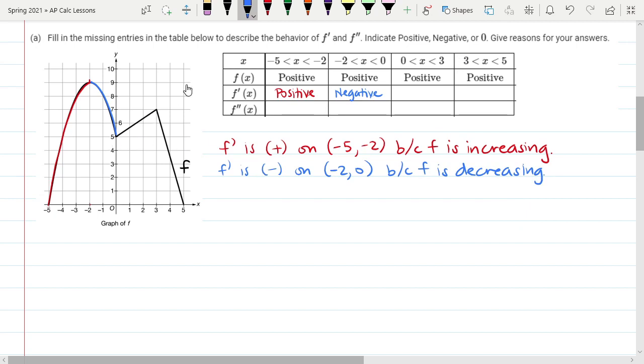From 0 to 3, once again, now we can see that from 0 to 3, f is once again increasing, so that means that f prime must be positive. So now we can say f prime is positive on the interval from 0 to 3 because f is increasing.